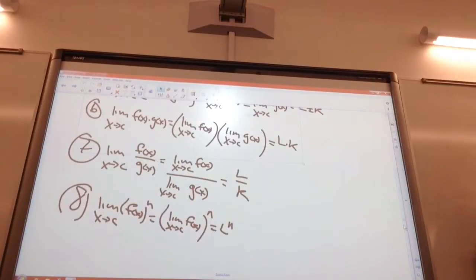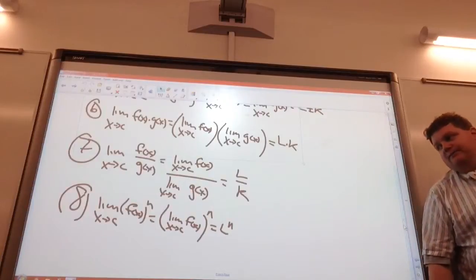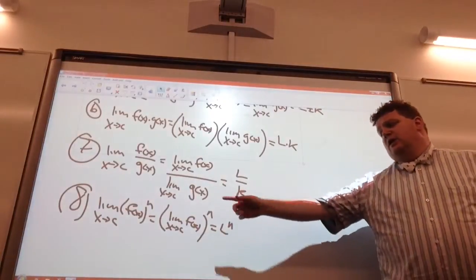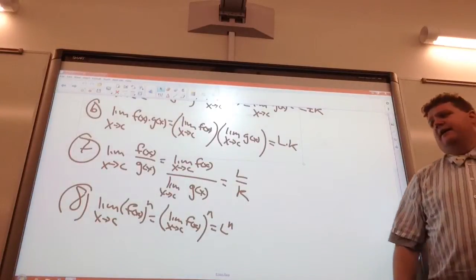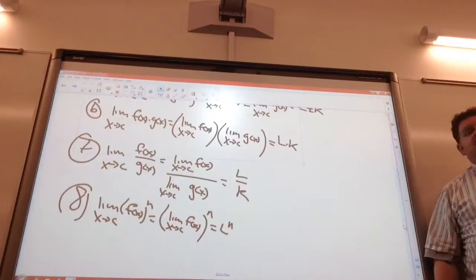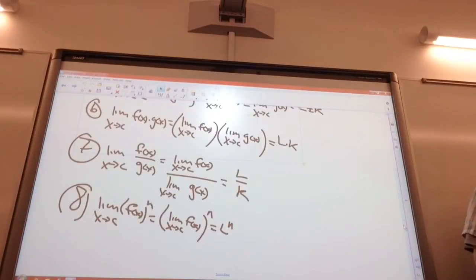Okay. And lastly, if I raise a limit to a power, it's like I'm raising the entire thing to a power. So limit as x goes to c of f of x to the n is like I take that entire limit and raise it to the n power. Okay. Again, nothing here should be all that shocking. These are all the same things that you see when you're looking at functions being evaluated. Okay. They work almost identically. All right. Any questions?